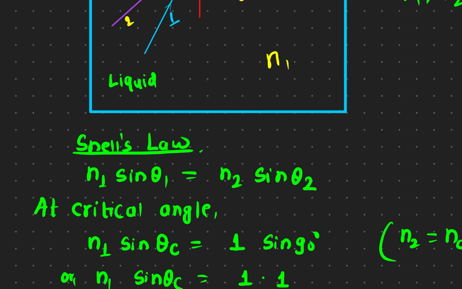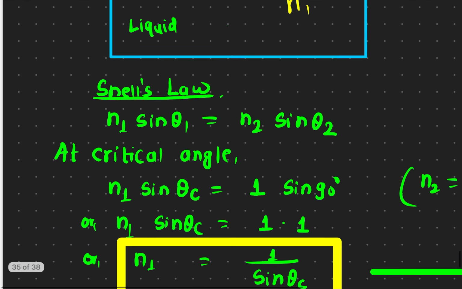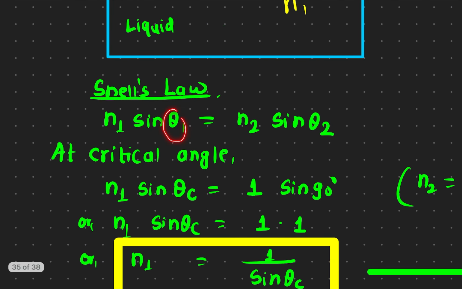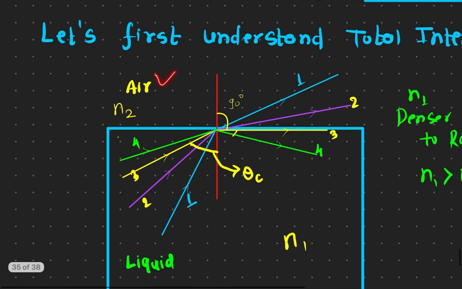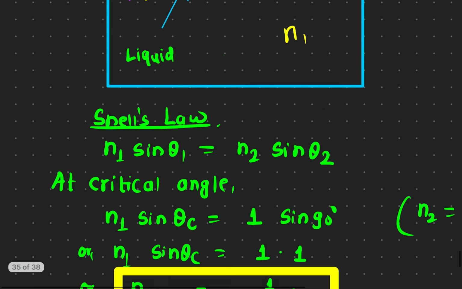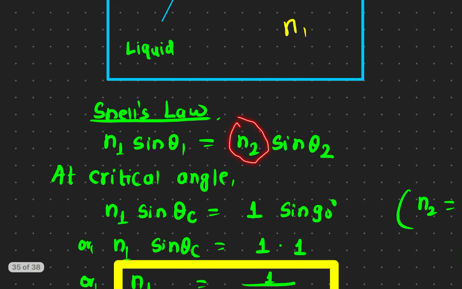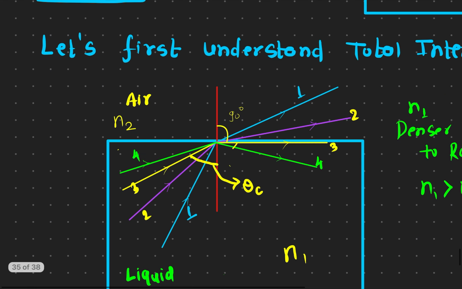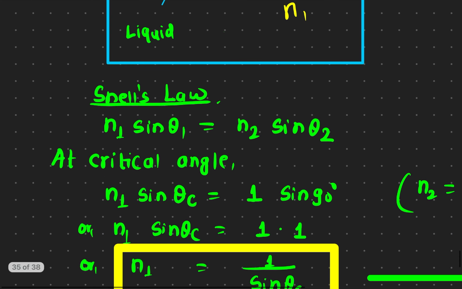So now, if I choose one particular angle, the critical angle, what happens? Then theta c, I can write down as the critical angle. n2 is the other medium, in this case air, which is 1. The refractive index of air is 1. And the angle of refraction, you can see, is 90 degrees at the critical angle.